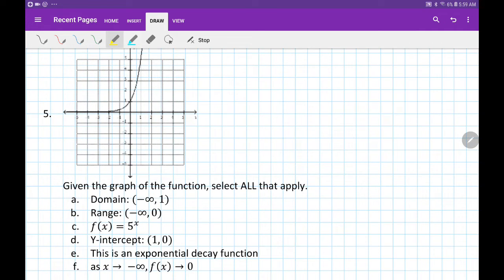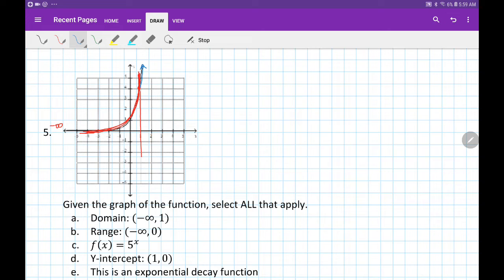Number 5. Okay, for number 5, they're giving me a graph. And let's select basically true or false on each of these. So is the domain from -infinity until 1? If the domain is from -infinity till 1, it means that the graph stops right here. That it only exists from the left side from -infinity until 1. But as you can see, the graph actually goes on forever to the right. So it does continue past that line. Therefore, the domain is actually -infinity to +infinity, and this would be wrong.